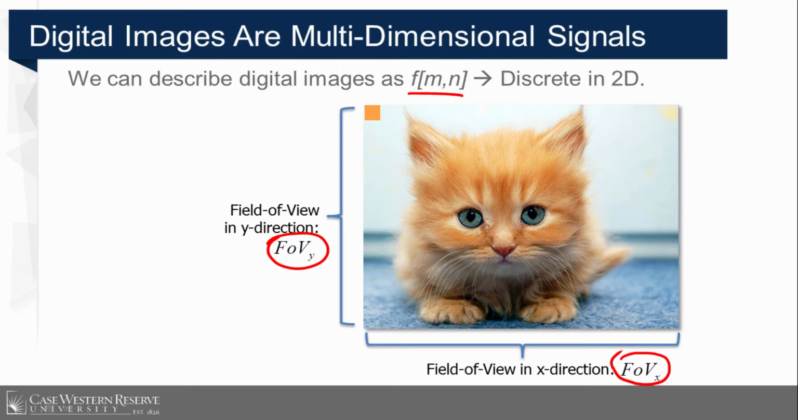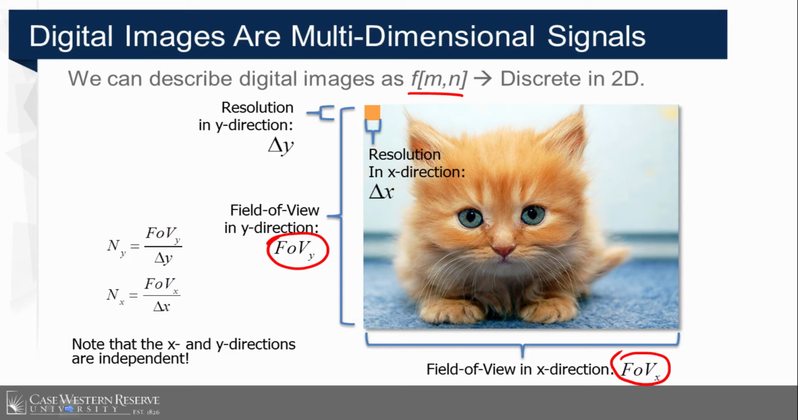Because this is a two-dimensional image, we're going to have a two-dimensional array of these pixels. And these pixels are going to describe the spatial resolution that we have, again, in the x and the y directions. The resolution in the x direction we're going to call delta x, and the resolution in the y direction we'll call delta y. And again, these two directions are completely independent. We can have one resolution in the x direction and a different resolution in the y direction. And both the resolution and the field of view terms have units of meters, or centimeters or millimeters, but these are units of length.